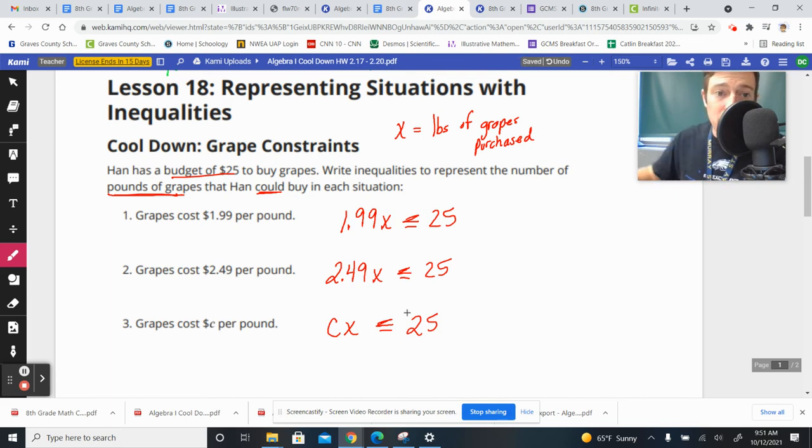And that's a pretty easy one for today, guys. Those are your answers that you should have for your inequalities. You could write them the other way around and have it greater than with 25 on the other side. That would be okay. But I usually like to keep my variables on the left and read it like a book. It makes more sense to me that way.